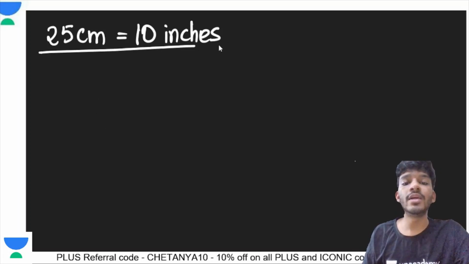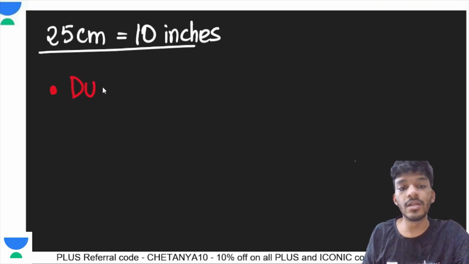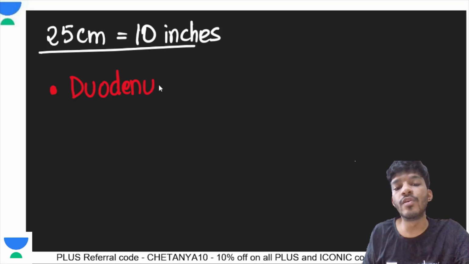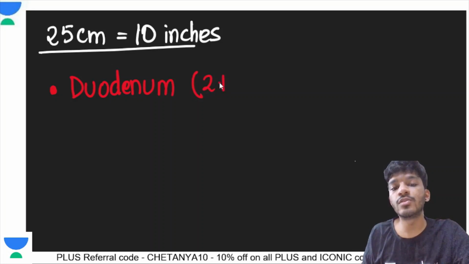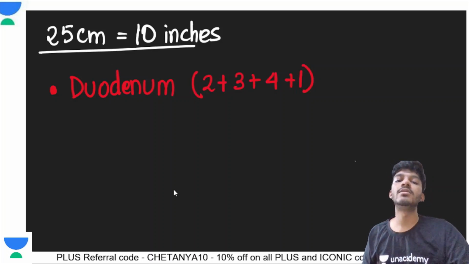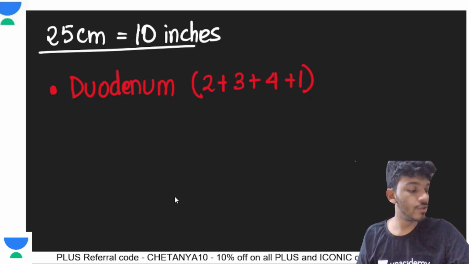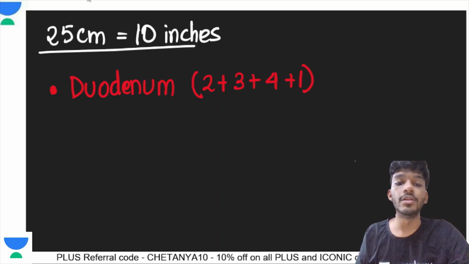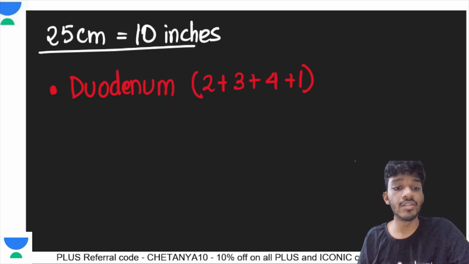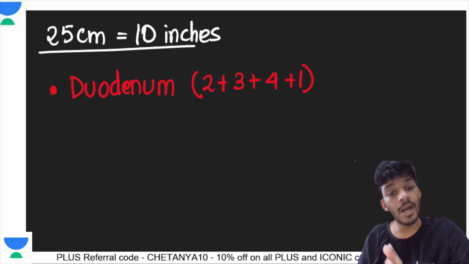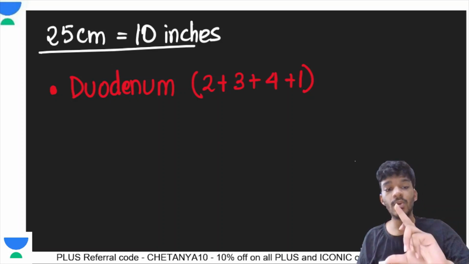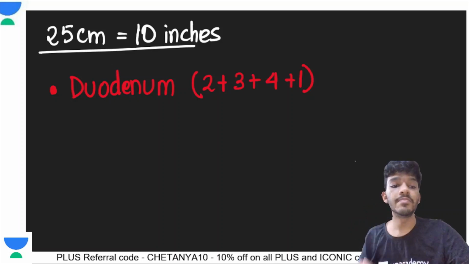Okay, so if you know 10 inches, a very important structure that you probably recall is the duodenum. You all know the first part of the duodenum, second part, right? So it has a 2 plus 3 plus 4 plus 1 arrangement. First part is 2 inches, second part is 3 inches, third part is 4 inches, and the last part is 1 inch. Apart from the duodenum, you have the esophagus, right? We just discussed that from the upper end of the incisors you have 15 inches, but otherwise the length of the esophagus is approximately 10 inches.